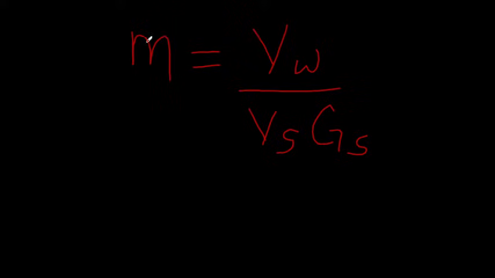So alternatively, we can also use this formula to calculate the moisture content instead of the other one. Here, M stands for moisture content, VW stands for volume of water, V stands for volume of solids, and G stands for specific gravity of the soil particle. As you can see, we have the value for the volume of solids and the specific gravity, but we don't know the value for volume of water. So I'm going to show you how to find the volume of water in the next calculation.